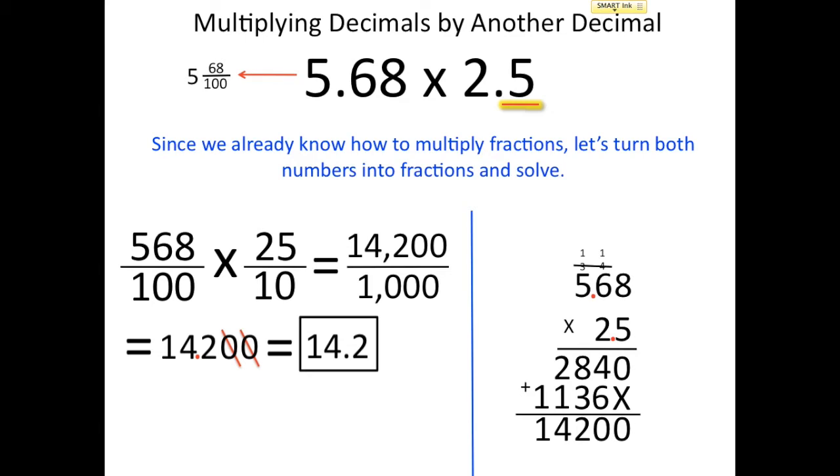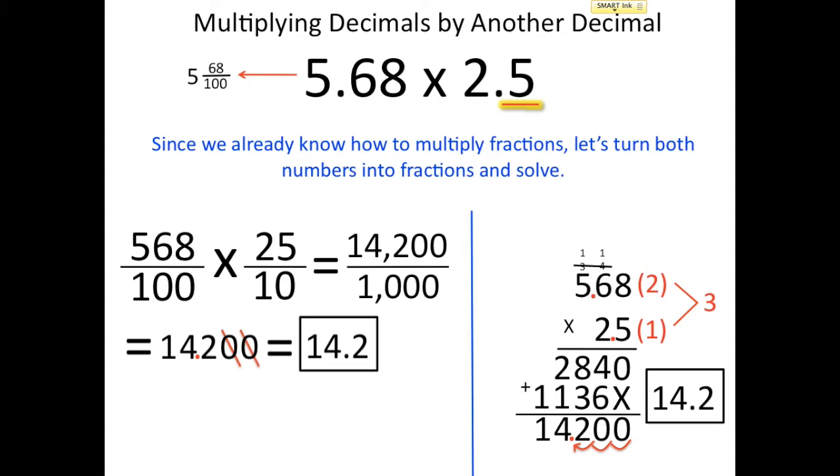So in 5 and 68 hundredths, there are two decimal places. In 2 and 5 tenths, there's one decimal place. Altogether, there are three decimal places. So that means that I'm going to have three decimal places in my answer. So I'm going to count three decimal places from the left and place my decimal point in. Again, the answer is 14 and 2 tenths because those two zeros at the end don't hold any value. So when I'm ready to box my answer, I can get rid of those.